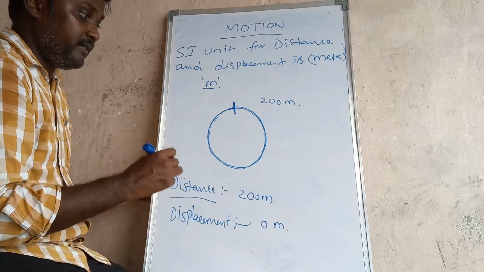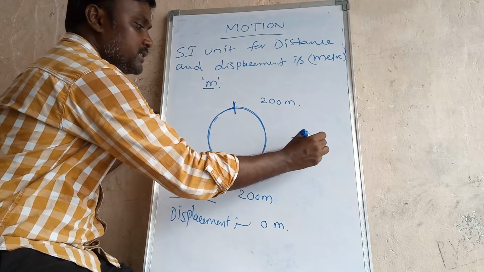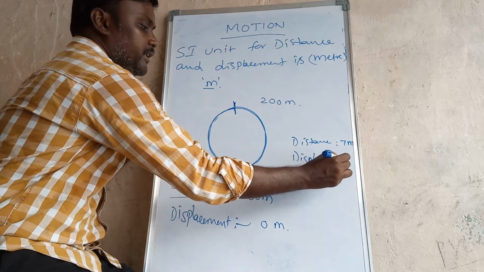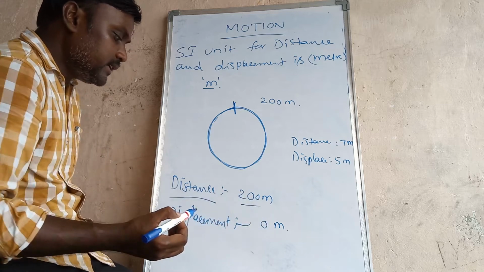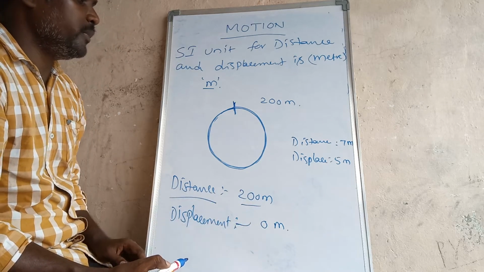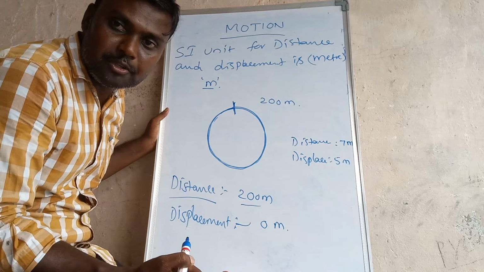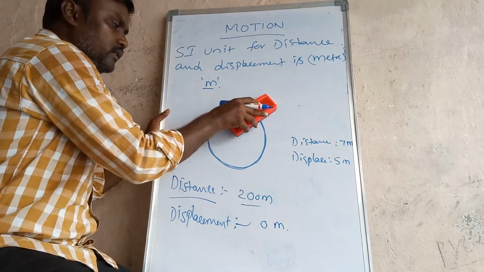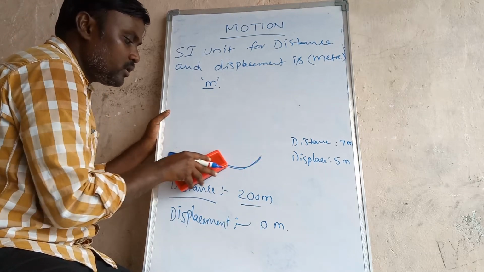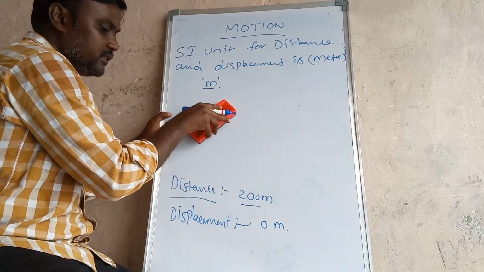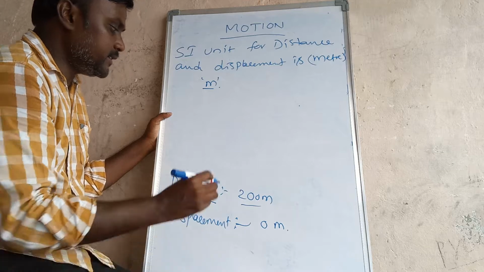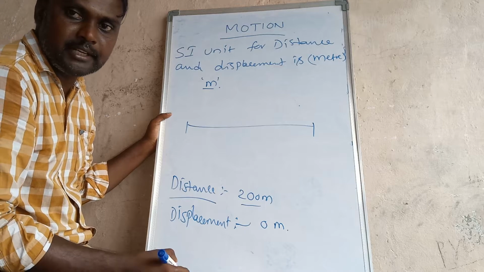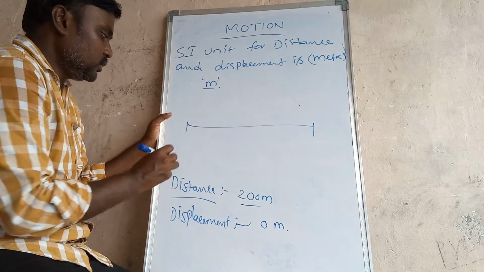In the previous example we got distance as 7 meters and displacement as 5 meters. In this example we got distance equal to 200 meters and displacement 0 meters. I know very well about Usain Bolt. Who is Usain Bolt? He's a sprinter who got many gold medals in the Olympics, the fastest athlete. Here this is a 100 meter running race, a straight path, you may have seen it on TV also. This is a straight line of 100 meters.